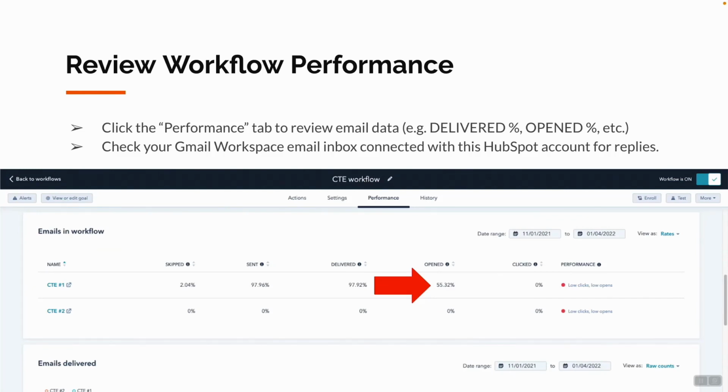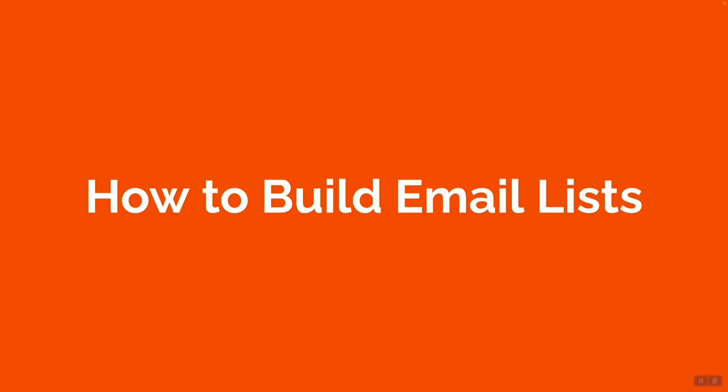We'll click that performance tab on this workflow page. And here we'll review our email data, such as delivered percentage, open percentage, clicked percentage. So make sure to check your Gmail workspace email inbox connected with your HubSpot account to see the actual replies from people.